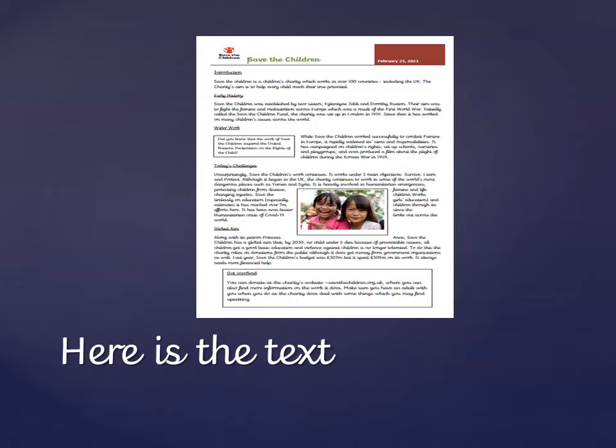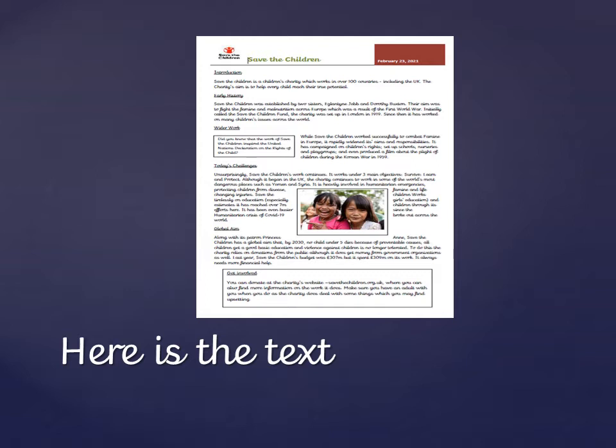Wider work. While Save the Children works successfully to combat famine in Europe, it rapidly widened its aims and responsibilities. It has campaigned on children's rights, set up schools, nurseries and playgroups, and even produced a film about the plight of children during the Korean War in 1959. Plight means things that children are suffering, or anyone is suffering for that matter. And if you look at the left, we have a fact box. Did you know that the work of Save the Children inspired the United Nations Declaration on the Rights of the Child? Directly addressing the reader there.